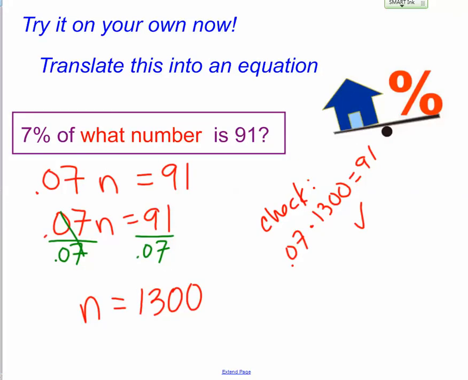Alright, so you tried some on your own. So 7% of what number is 91? So we're looking for the number, the total here. A little piece of it is 91, so this number has to be a lot bigger than 91. So I change this to a decimal, 0.07 times what number equals 91, divide both sides by 0.07, and I get 1300. And then you should always check. 7 hundredths times 1300 is 91, so we know that we're right.